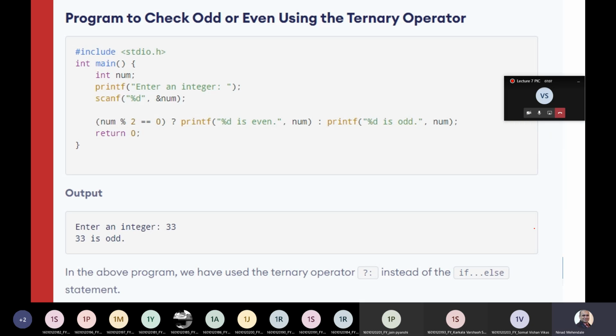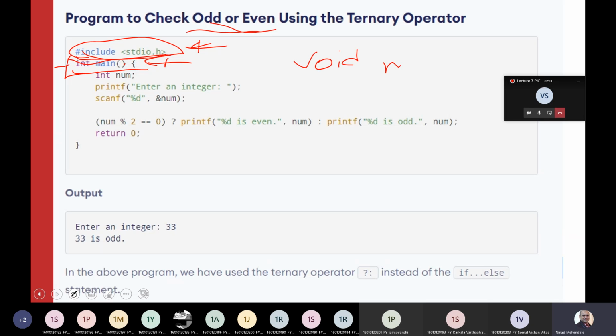Now next is write a program to check odd or even number using a ternary operator. So it's the same program, but this time we are going to use a ternary operator. So first line is include stdio.h, which is a library inclusion. Then int main, which is where we are including the main function. This line is mandatory for any C program, so you can't avoid it. You can write void main instead of int main, but without the main function, no C program will execute. So main function is mandatory in C programming.